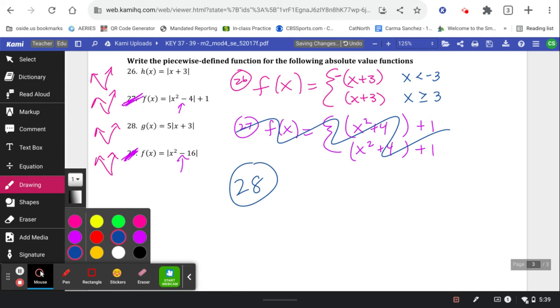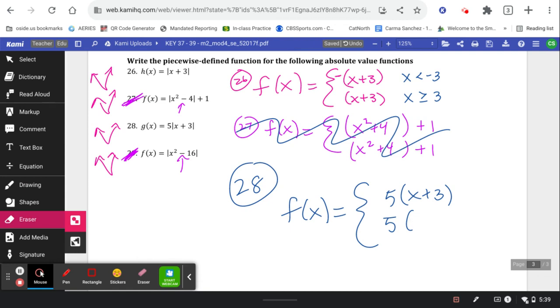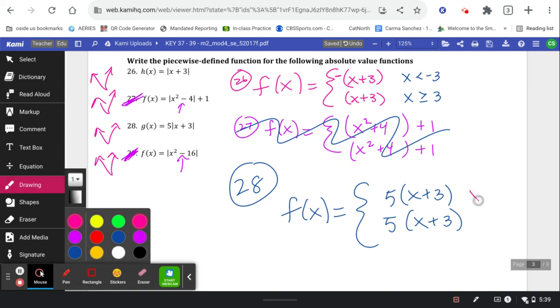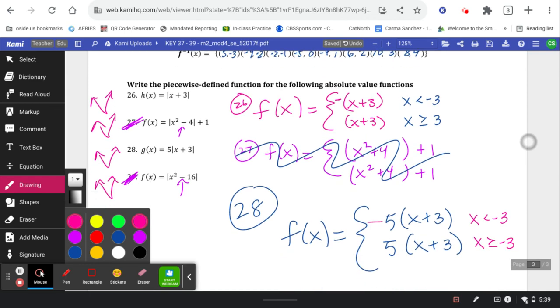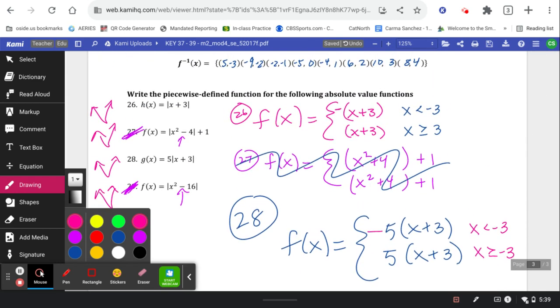Okay, so we've got a 5 in front. So we're going to literally copy that. 5, x plus 3, x plus 3. And then plus 0 is not needed. And this is going to be for all x values less than negative 3 and all x values greater than or equal to negative 3. Done. Oh, sorry. Don't forget the negative. It's going down and then up. Already done. Yay, that was the go.